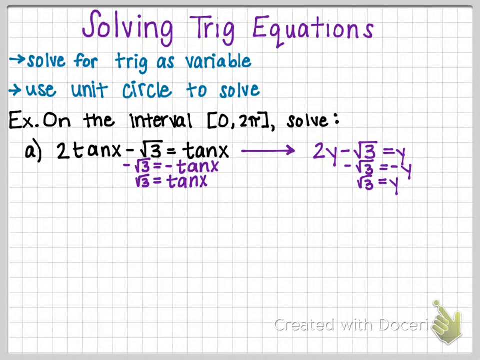So anyways, now that we have tangent by itself, what we're looking to do is where is my tangent equal to the square root of 3? That's what this is saying. To be able to solve for x, really I'm taking the inverse tangent of both sides.